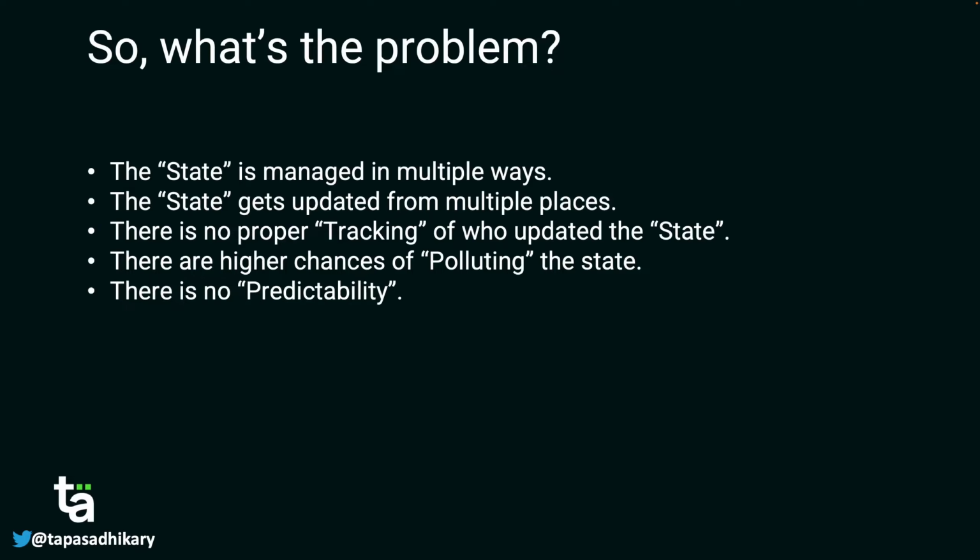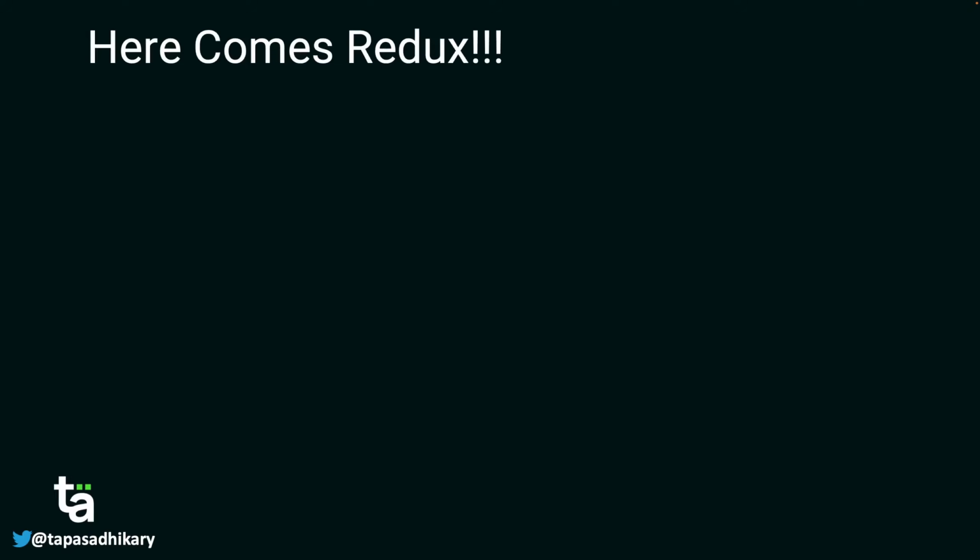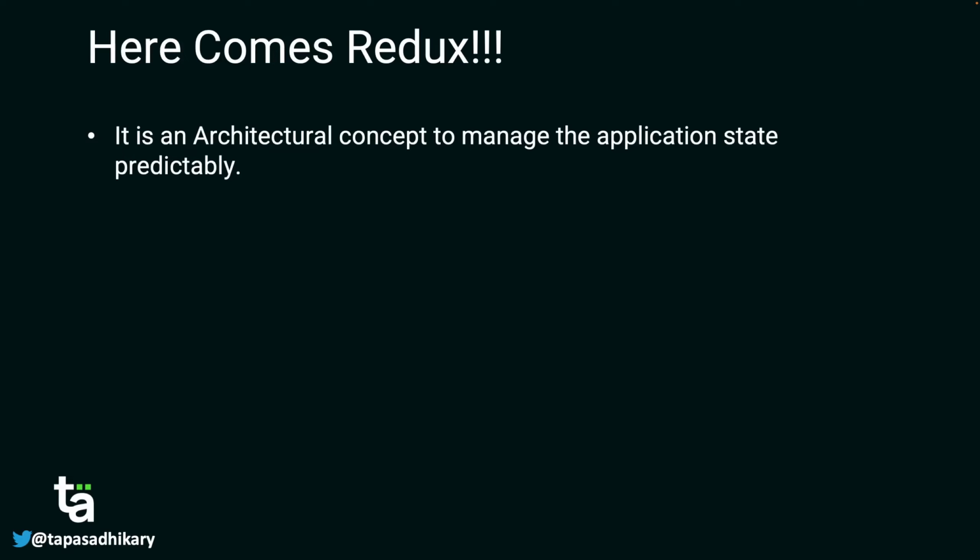So what is the solution to the problem? One of the solutions that we all talk about is Redux. So here comes Redux. Let's spend some time understanding what exactly it is. Redux is an architectural concept to manage the application state predictably. We just saw with the example of the shop, the store, that as the application grows, the predictability in managing the state may go for a toss. So we need to have some way where we are able to manage the state predictably. That's where Redux comes in. But how does it do it?